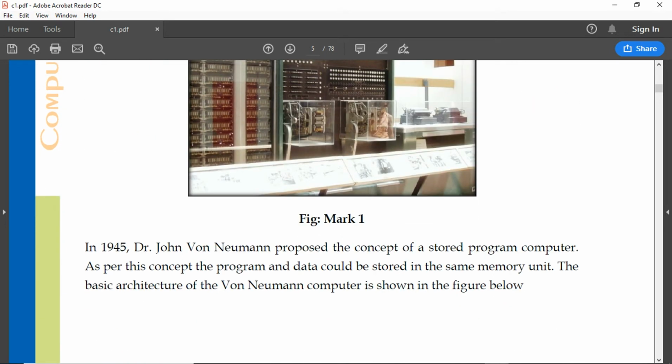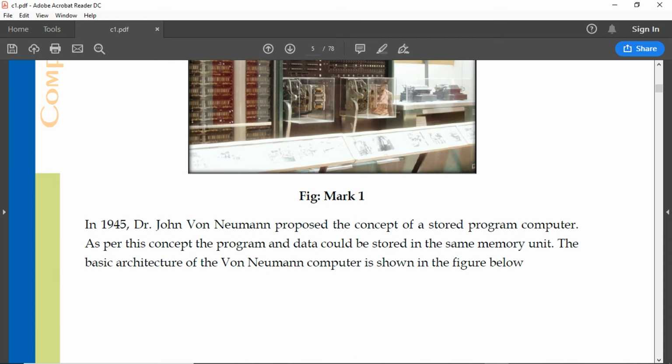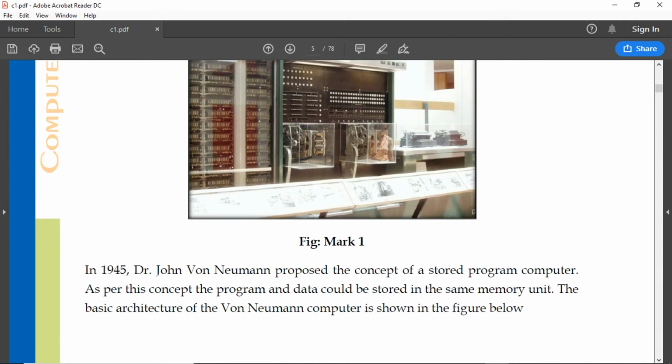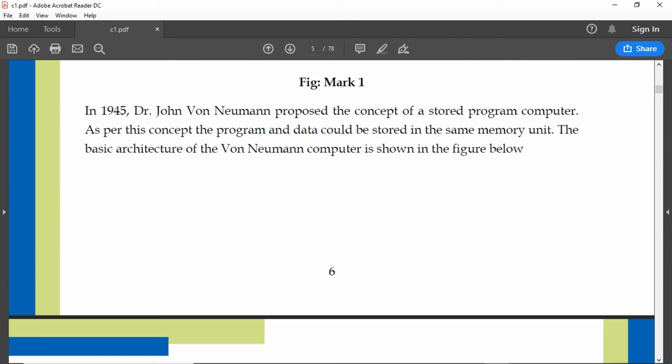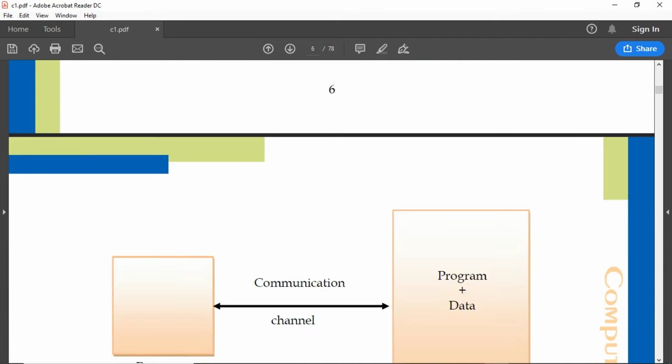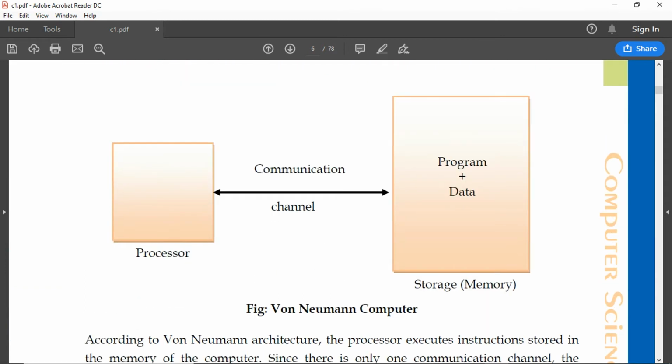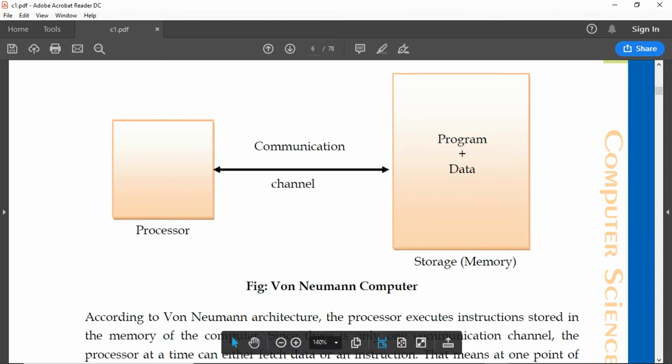Fig. Mark I. In 1945, Dr. John von Neumann proposed the concept of a stored program computer. As per this concept, the program and data could be stored in the same memory unit. The basic architecture of the von Neumann computer is shown in the figure below. Fig. Von Neumann computer.